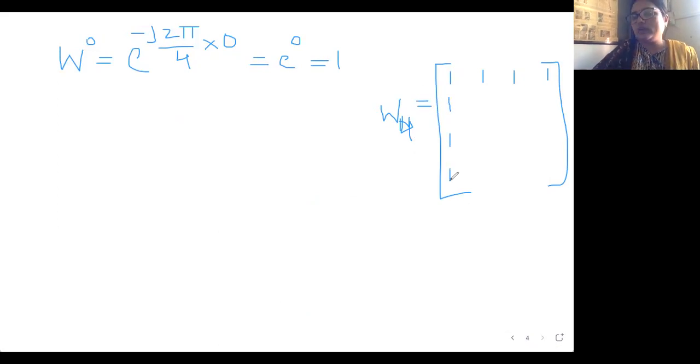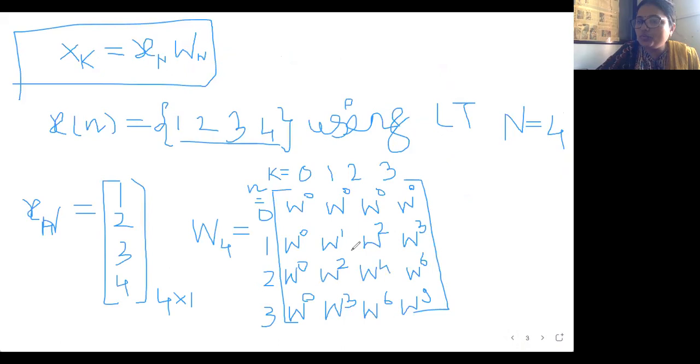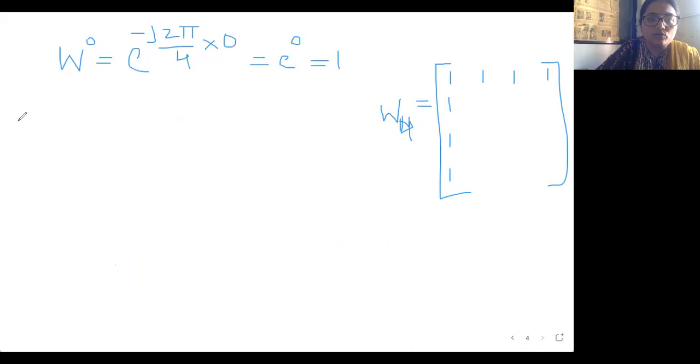Now the next value I want to find out. What is the next value I should find out? W raised to 1. This value I want to find out. So we will write here W raised to 1. This second value which I want to find out, W raised to 1. I will substitute for W. What is W? W is e raised to minus j 2 pi upon 4, multiplied by 1.